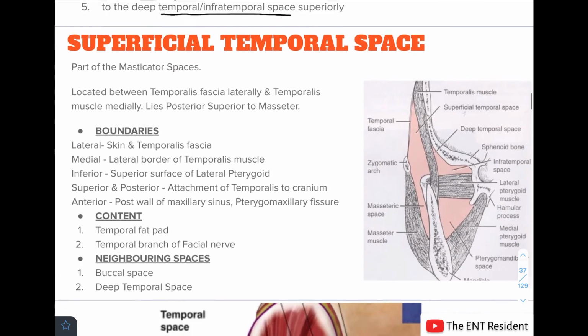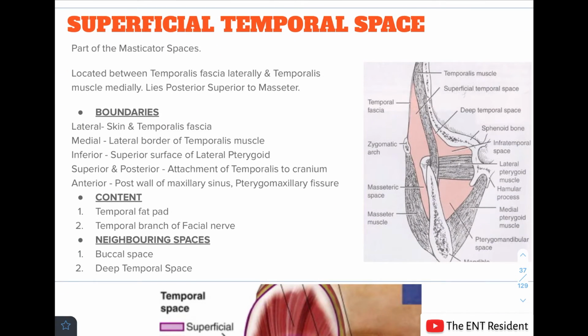Next we come to the superficial temporal space. Now the superficial temporal space is also a part of the masticator spaces. It lies between the temporalis fascia laterally, which is right here, and the temporalis muscle medially, which is here. So this space that you can see over here is the superficial temporal space.